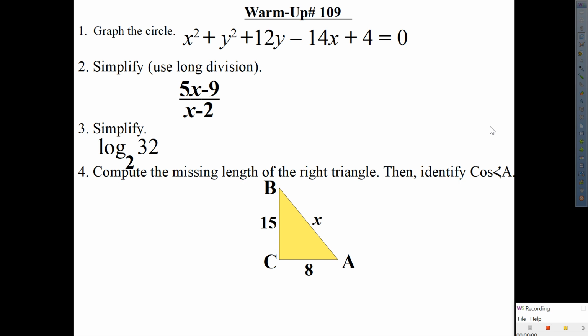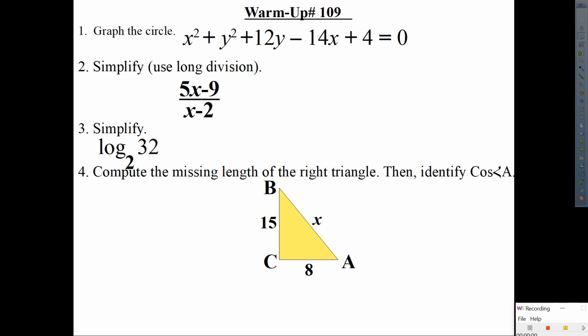So warm up 109 for today. We have number 1, graph the circle, and it gives us x squared plus y squared plus 12y minus 14x plus 4 equals 0. Number 2, it says simplify, use long division. They give us the fraction 5x minus 9 over x minus 2.